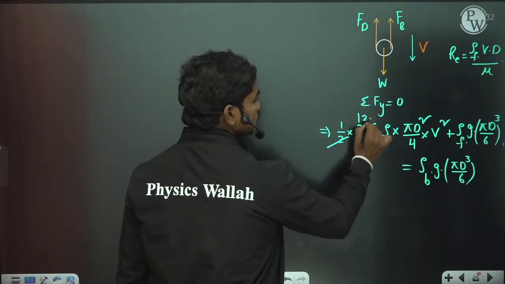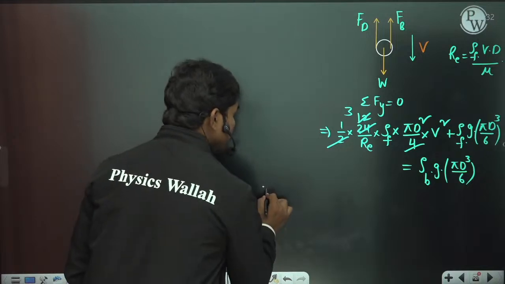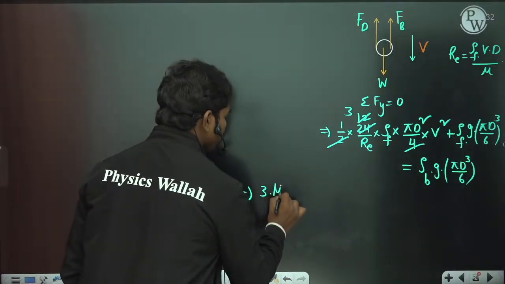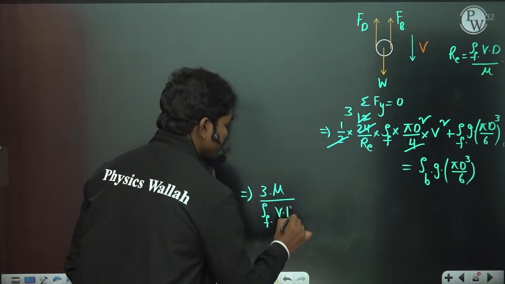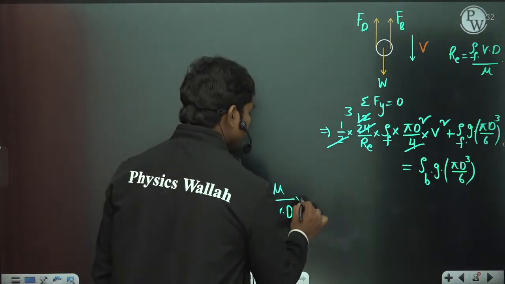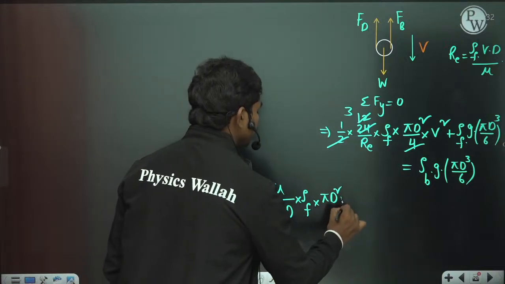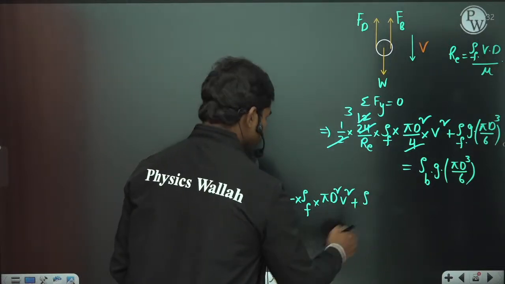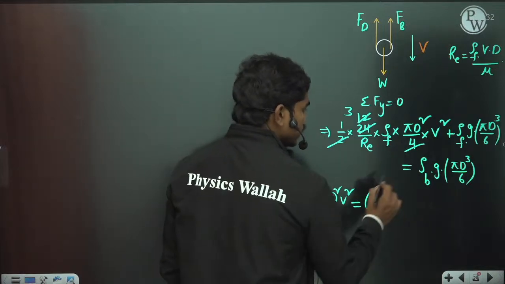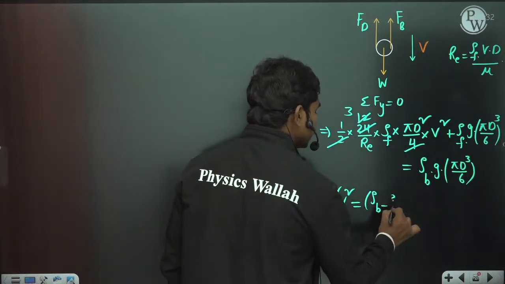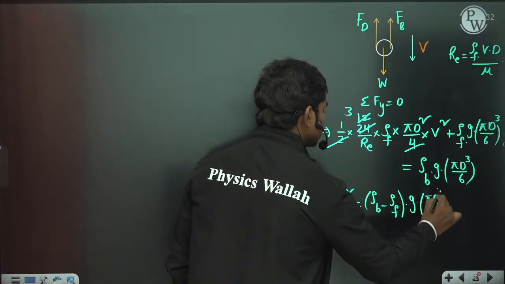12 is actually here, and of course you have 3. Okay, so 3 times, so 3 divided by Reynolds number, so 3 times of mu divided by rho f v d. So this is this quantity into density of the fluid into pi d square v square plus rho is equal to, you can simplify this, is equal to density of the ball minus density of the fluid times g into pi d cube by 6.